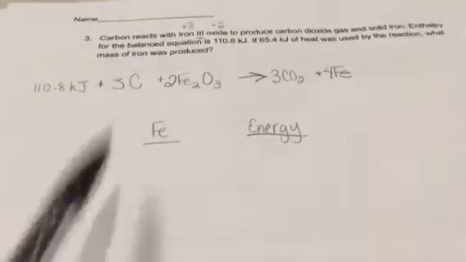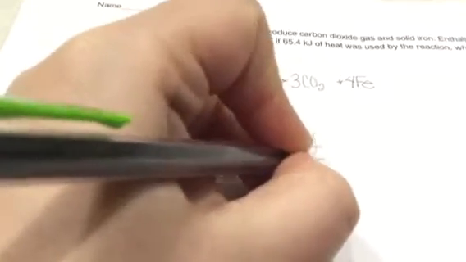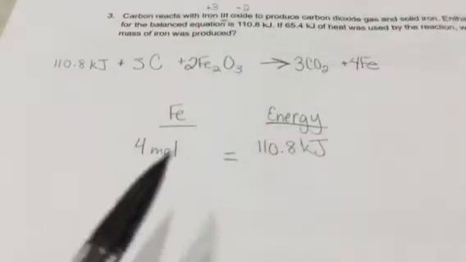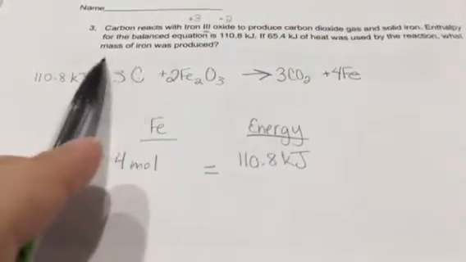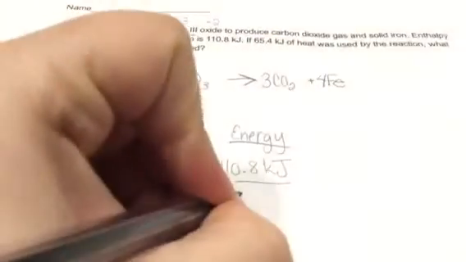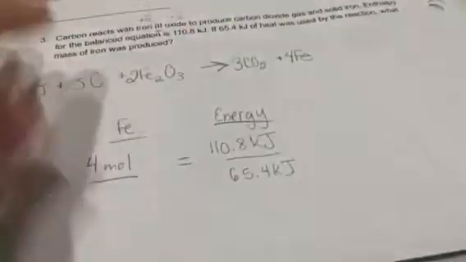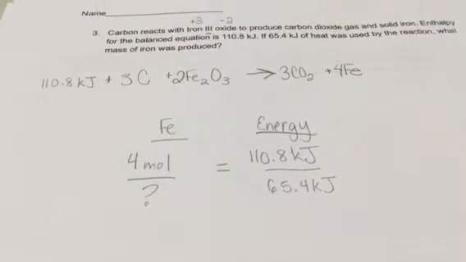So I can look. If I have 4 moles of iron, that is equal to 110.8 kilojoules. But I don't have 4 moles of iron. I don't know how much iron I'm going to have. The problem does give me, though, that I use just 65.4 kilojoules of energy. So I want to know how many moles of iron that's going to be.